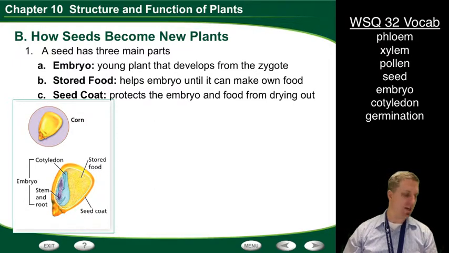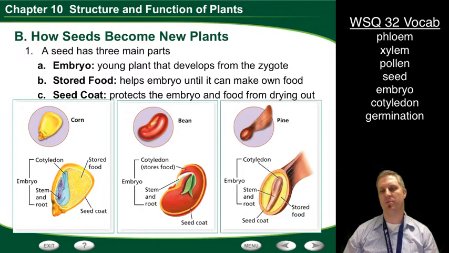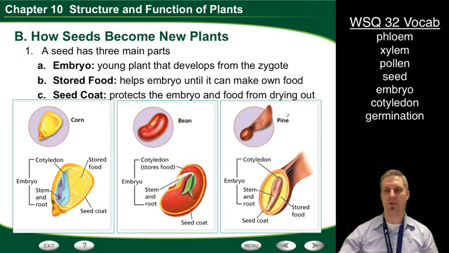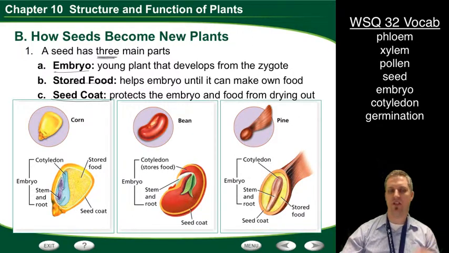Now, let's talk for a minute about how seeds actually become new plants. You can break seeds down into three main parts, and I don't care if it's a corn seed or a bean seed or a pine seed. Now, in each of these examples, we need to understand something. The pine seed here would be an example of a gymnosperm. The corn and the bean seeds are both examples of angiosperms. But as far as the seed goes, there are just three main parts: the embryo, the stored food, and the seed coat. And let's look at each of them.